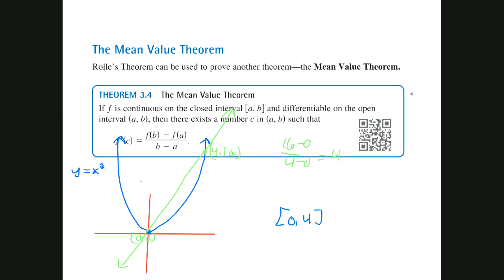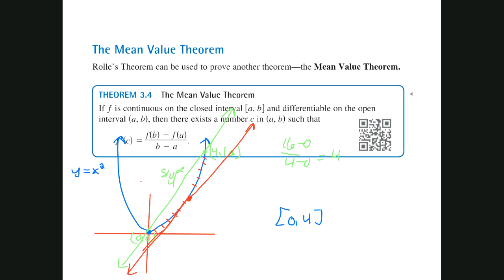What the mean value theorem is saying is, hey, there is a point someplace between 0 and 4 on the interval 0 to 4. So there is a point someplace on this graph that when I draw the tangent line, it is going to be parallel to the secant line. It's going to have the exact same slope as the secant line. So what I'm trying to do is find that point c.